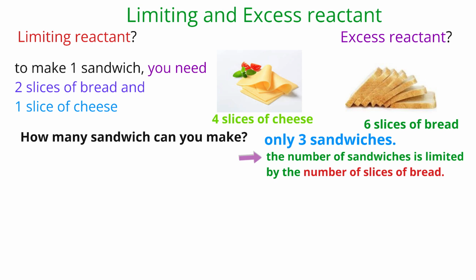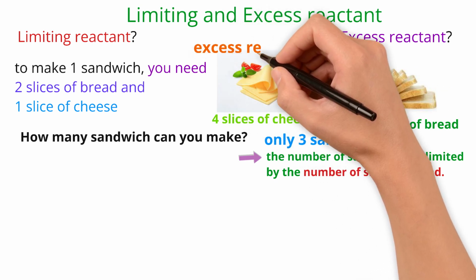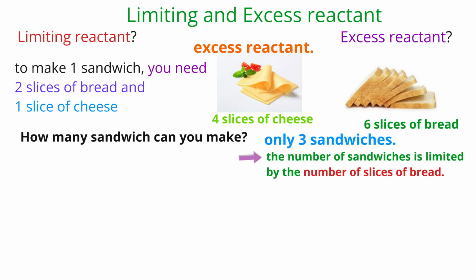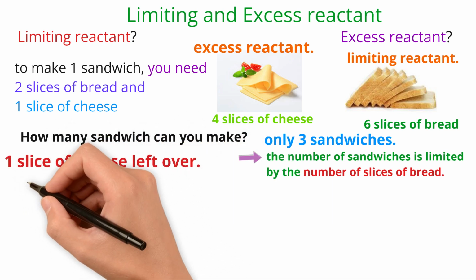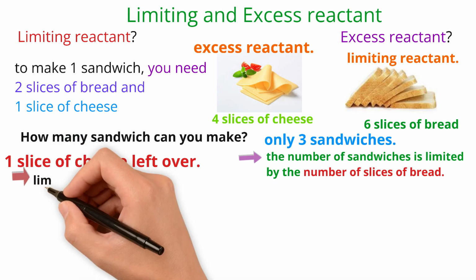Therefore, the excess reactant is slice of cheese. The limiting reactant is slice of bread, because we have 1 slice of cheese remaining. 1 slice of cheese is left over.